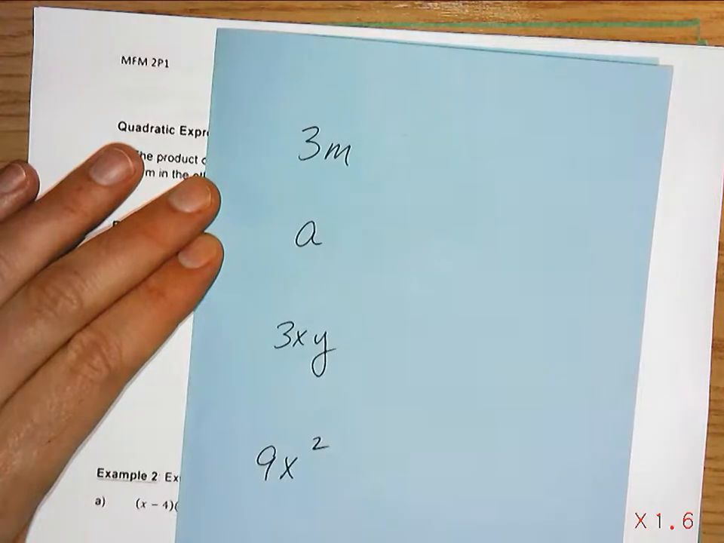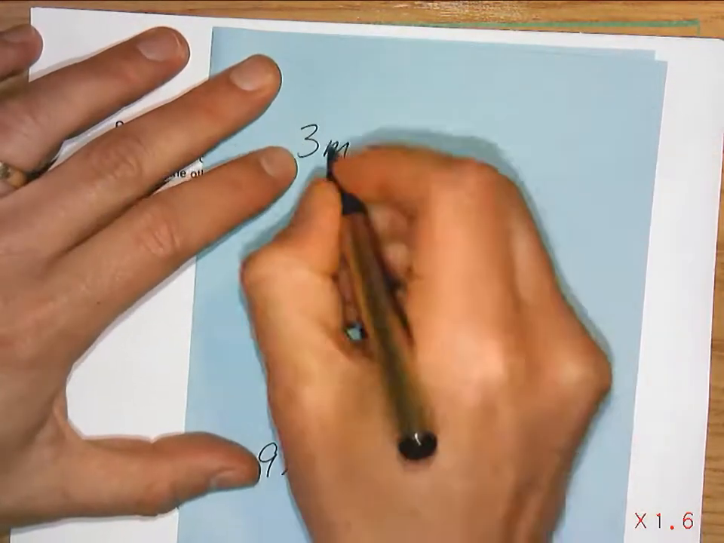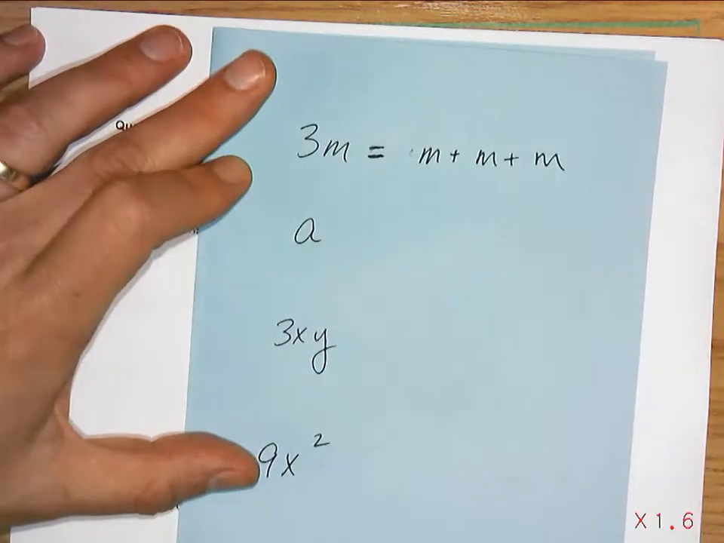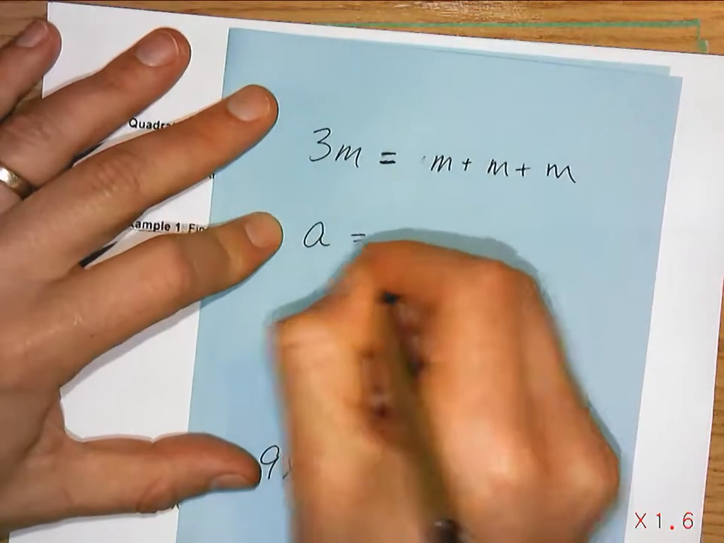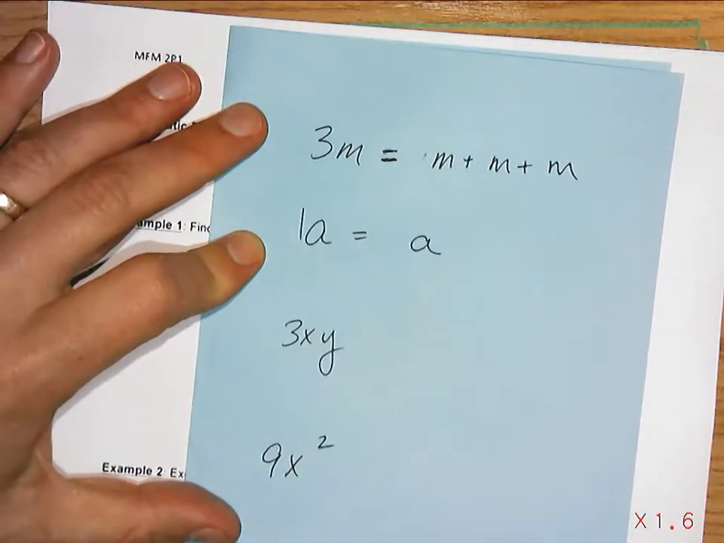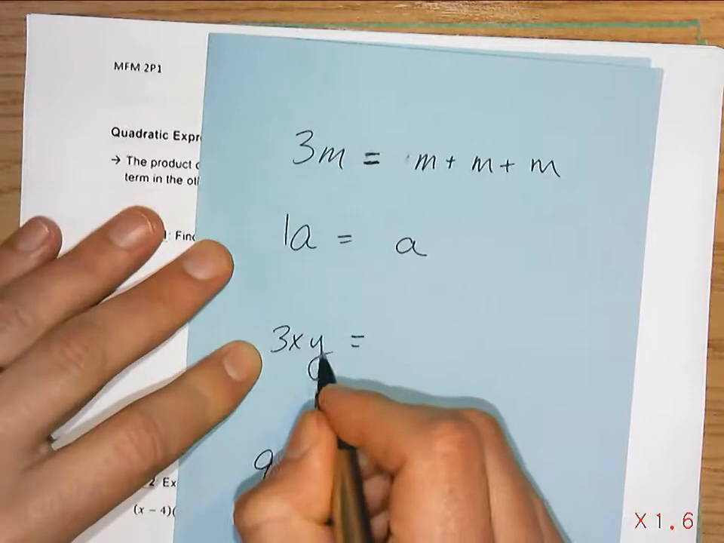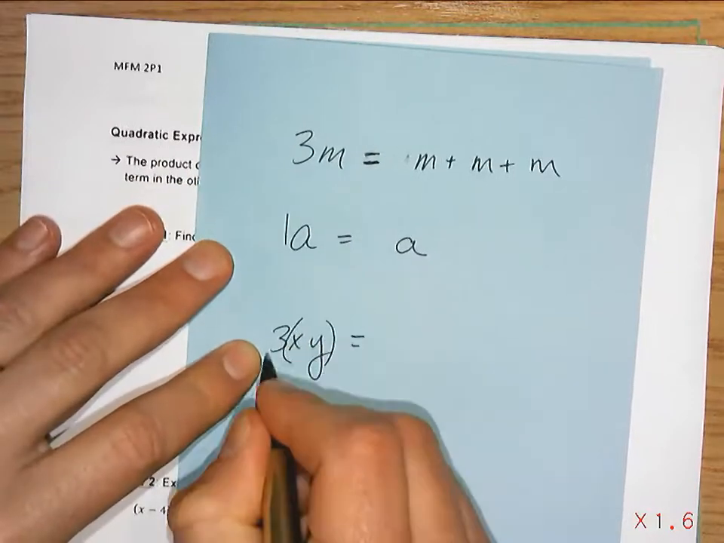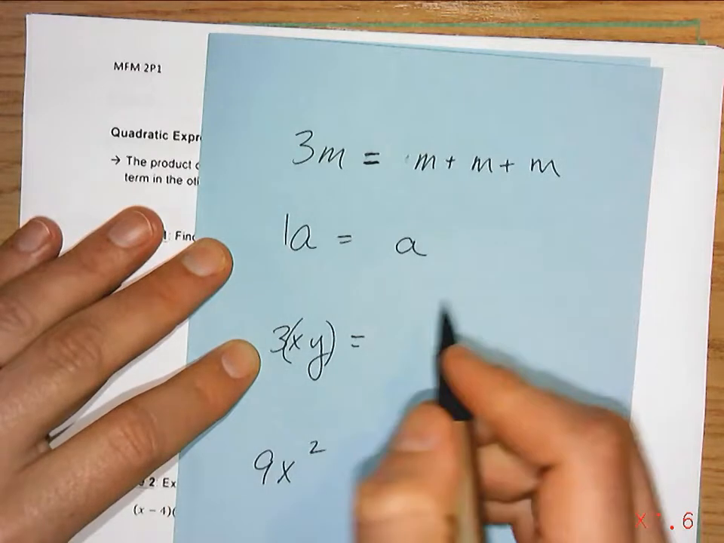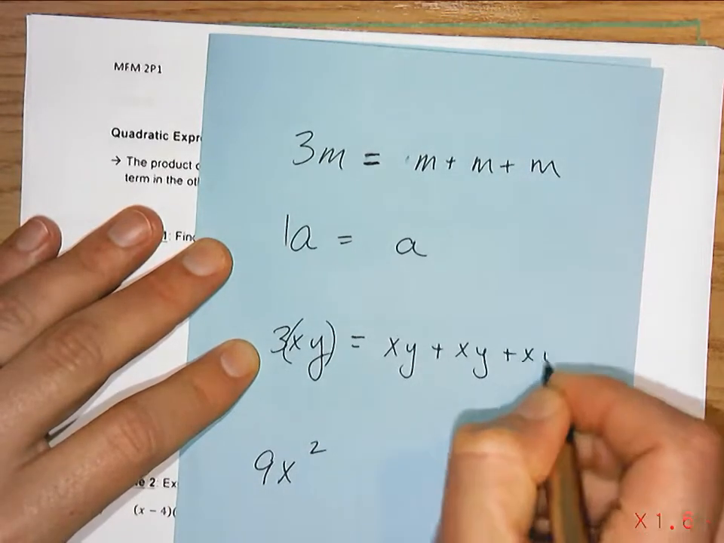They all mean, basically, now I'm making an equality statement. So this means 3 m's being added together. This is simply 1a. Now you get the idea of that invisible 1 being there, representing just 1. This will be 3xy. The xy is one term. They're being multiplied together. So it's an xy plus an xy plus an xy.